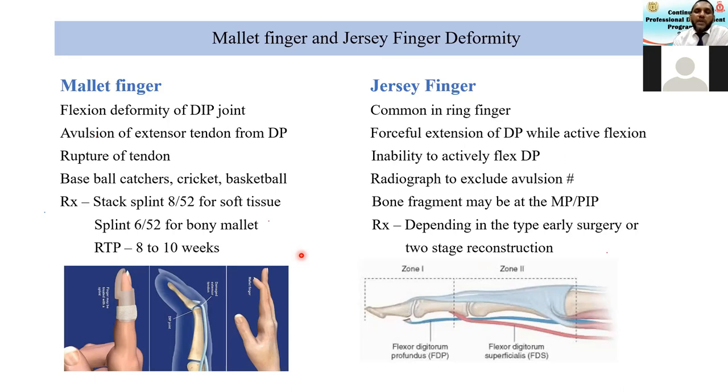So it is important to take a radiograph to exclude avulsion fractures, because there are multiple gradings. The avulsed fragment can retract to the palm, or to the metacarpophalangeal joint or PIP joint. Depending on that, the treatment plan is decided, and surgery, whether early or a two-stage reconstruction, can be done.